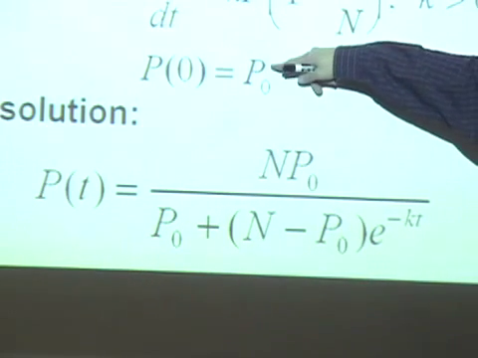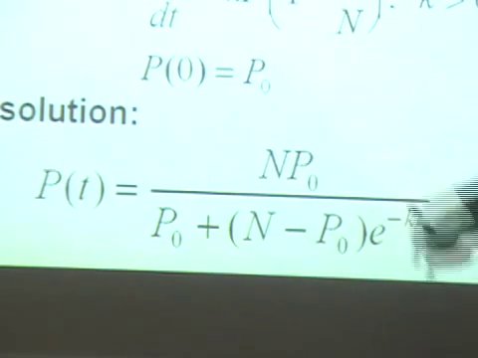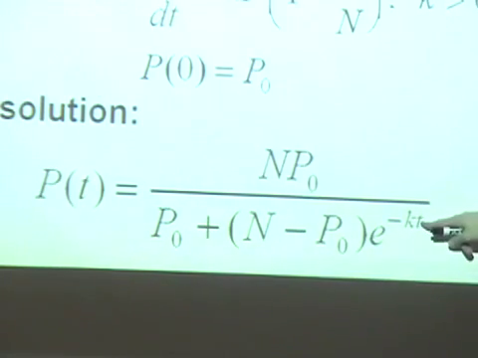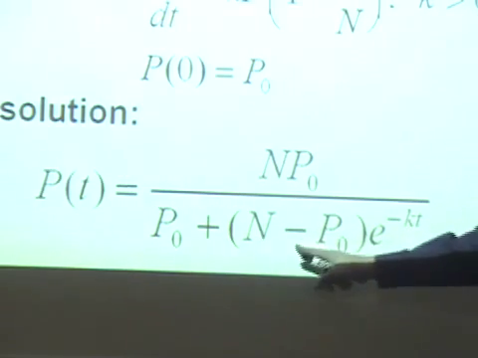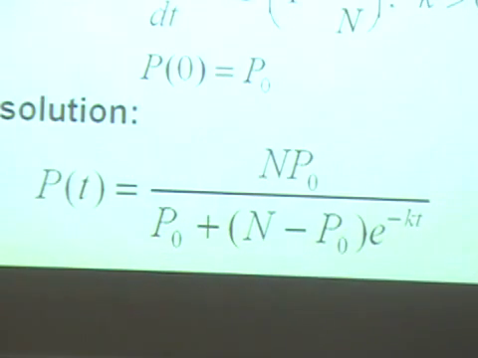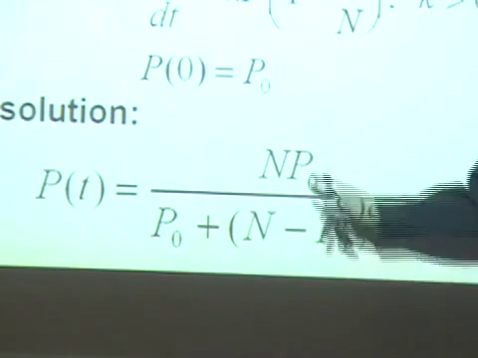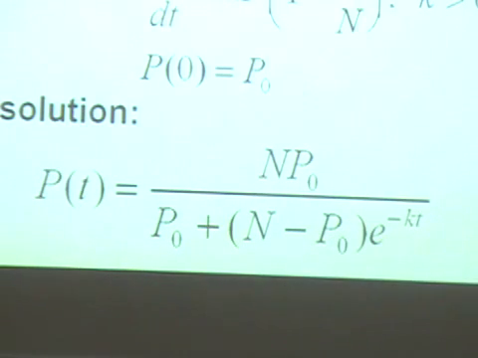Does it satisfy what we would want it to satisfy? For example, is this initial condition satisfied? Plug in t equals 0. e to the 0 is 1. On the bottom, you get, therefore, p0 plus n minus p0. The p0's cancel, leaving you with just an n. And that n divides out with the n on the top, leaving you with just p0. So it satisfies that initial condition. Think about that if that went by too fast. Write it on a piece of paper.